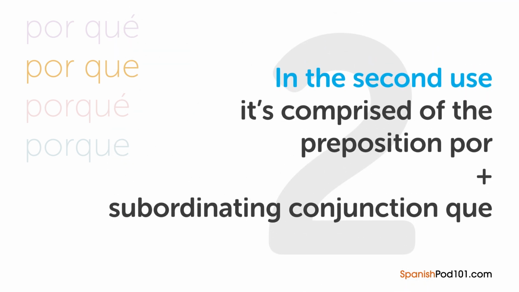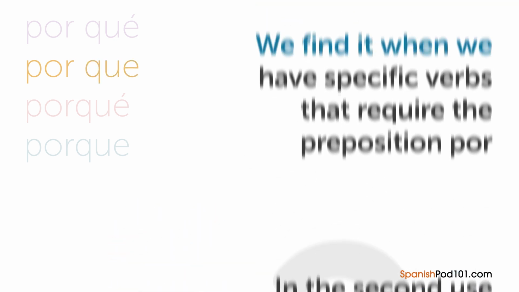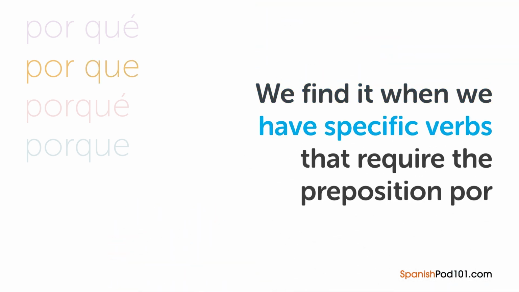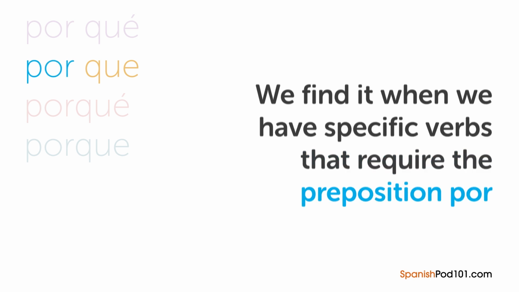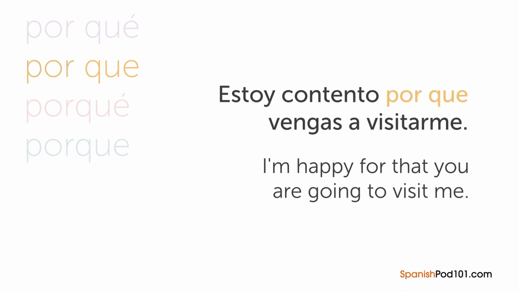In the second use, it's comprised of the preposition por plus the subordinating conjunction que. We find it when we have specific verbs that require the preposition por. For example, estoy contento porque vengas a visitarme. Literally translated as I'm happy for that you are going to visit me.